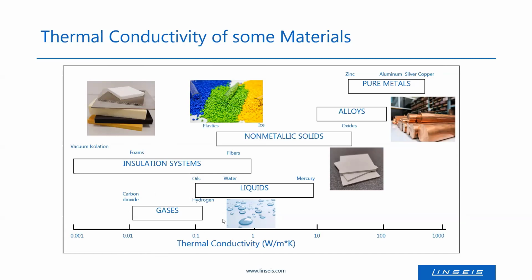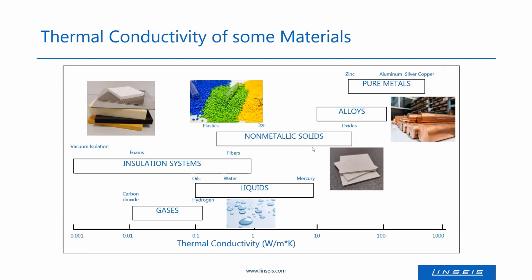Gases have low thermal conductivities as well. Liquids in general have thermal conductivities also far below 1 watt per meter Kelvin, mercury being an exception, but mercury should perhaps better be considered as a metal, and metals have the highest thermal conductivities of all materials. Copper has a thermal conductivity of approximately 500 watt per meter Kelvin.